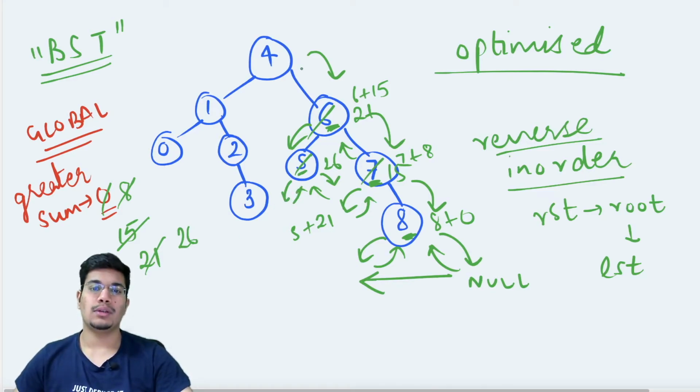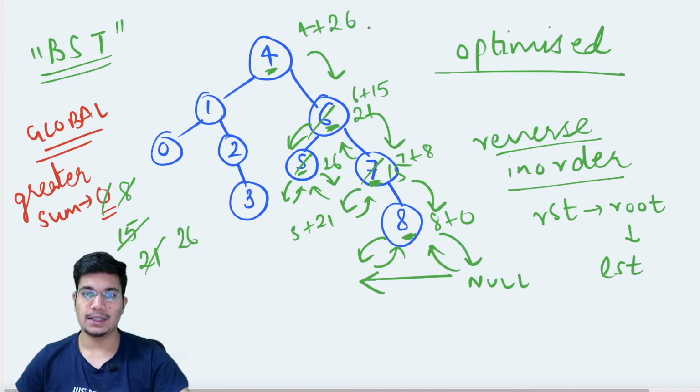And then we come back to the parent of 6, which is node 4. So now for node 4, we will add the greater sum to this. So this will be 4 plus 26, which makes it 30. So this becomes 30. And so we can change the greater sum again to this node's value, which is 30. And now once this is done, we are going to make a call to its left subtree.